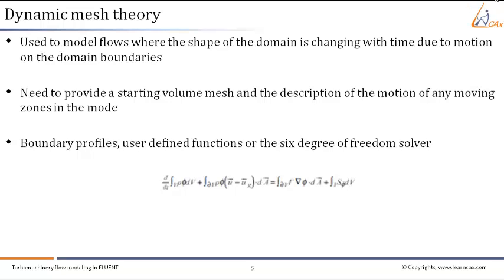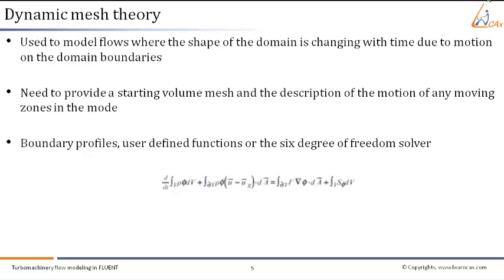Regions that are deforming due to motion on their adjacent regions must also be grouped into separate zones in the starting volume mesh. The boundary between various regions need not be conformal. You can use the non-conformal or sliding interface capability to connect various zones in the final model.